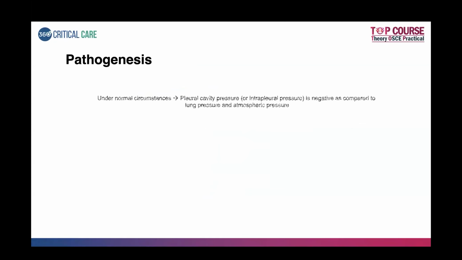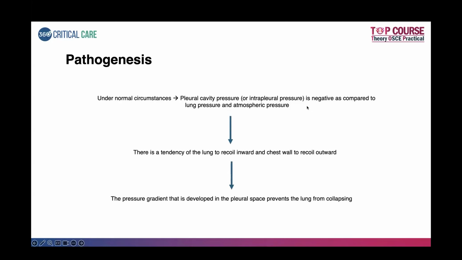So coming to the pathogenesis, under normal circumstances, pleural cavity pressure or intrapleural pressure is negative as compared to the lung pressure and atmospheric pressure. So there is a tendency of the lung to recoil inward and the chest wall to recoil outward because of this negative pleural pressure. The pressure gradient that develops in the pleural space prevents the lung from collapsing.